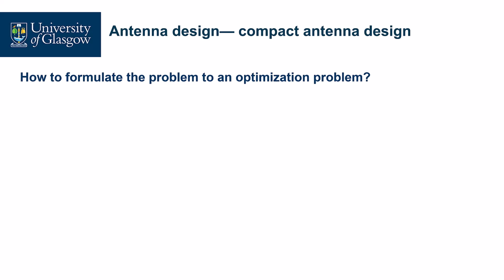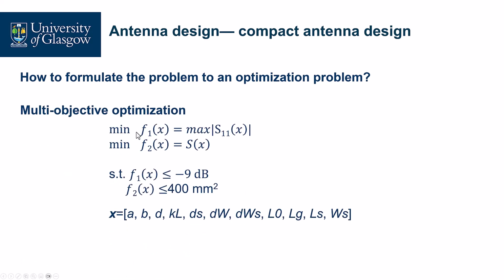It is multi-objective, because for both F1 and F2 we want to minimize them. So there are two objectives, and they also have constraints. Both F1 and F2 are objectives and also constraints, as we can see. The problem can be formulated like this. The design variables are here.